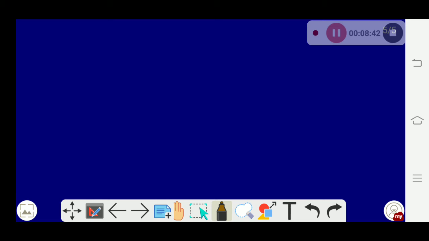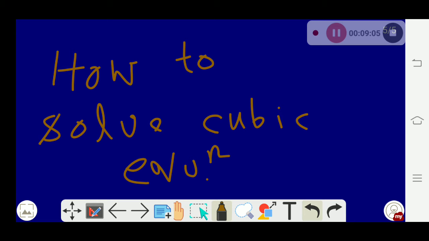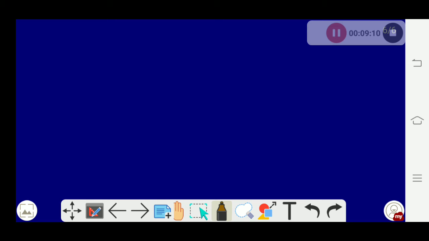Okay, so now I am going to teach you how you can solve a cubic equation. This is not a shortcut, this is the conventional method. So, how to solve a cubic equation. Suppose we have a cubic equation and we need to solve it.